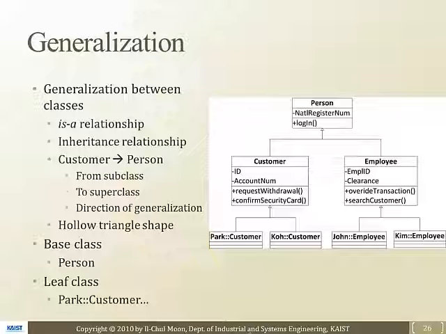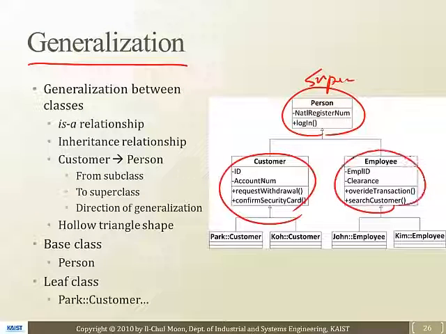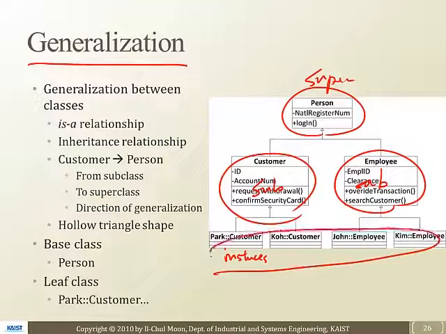We already know this generalization, right? We have person, this is the super, and these are the sub, and these are the instances, right? It's called the base class, and it's called the derived class. Okay? We already know this.